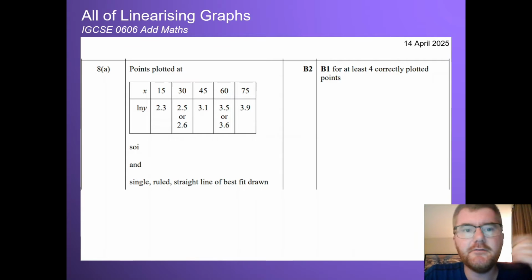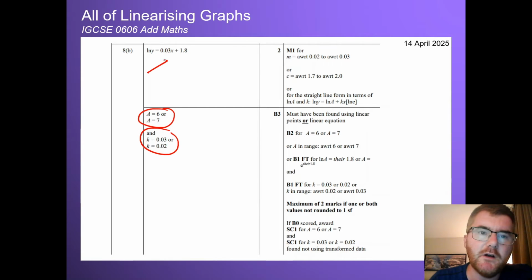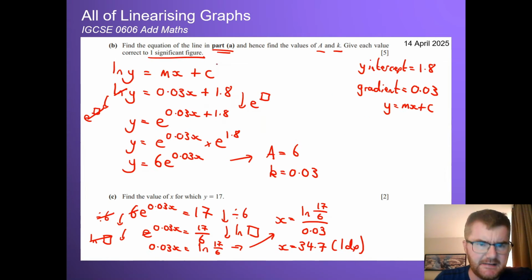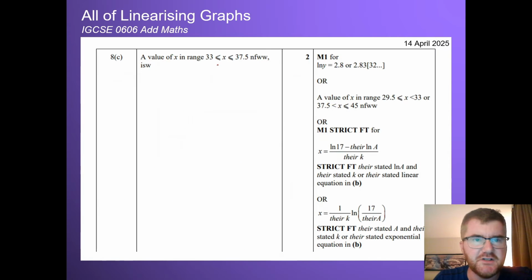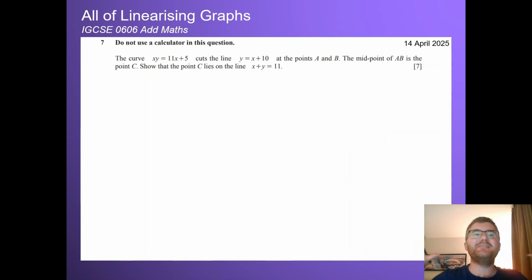So you can have a look through. You can see the table of values that I generated. Again, we've got the key equation that we have to work with so we can get a and k. And then part C, any answer between 33 and 37.5 gives you the marks. What did we get? We got 34.7, which is pretty much in the middle of those 2 numbers. Super duper.